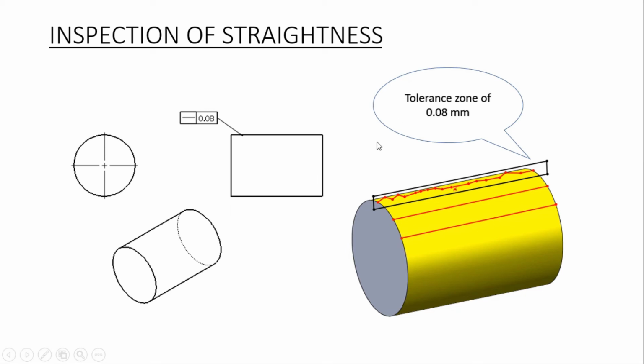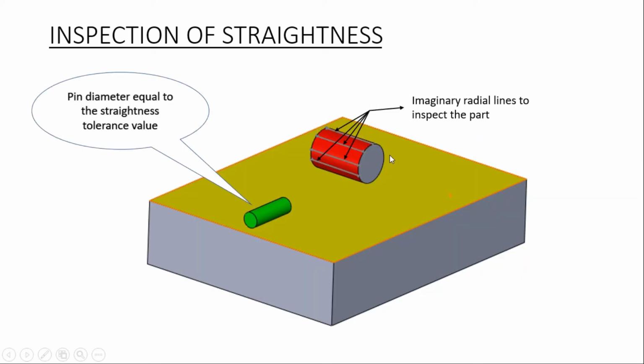So in order to inspect this component, assume we have many imaginary lines passing over the cylinder here, and then you have to have a gauge pin which is equivalent to the straightness tolerance. Now when you place them on a surface table, if the pin goes inside the cylinder over here, that means the radial element on the cylinder exceeds the straightness tolerance. If the pin doesn't go inside, that means the part is within tolerance. Thank you.